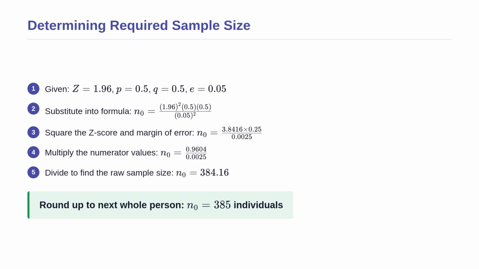First, we square the z-score to get 3.8416 and multiply P and Q to get 0.25. We also square our margin of error to get 0.0025. Multiplying the numerator gives 0.9604. Dividing this by our denominator gives 384.16. Since we cannot survey a fraction of a person, we always round up. Our final answer is exactly 385 individuals, guaranteeing our data collection will be scientifically valid.